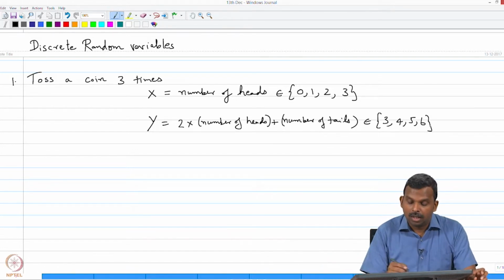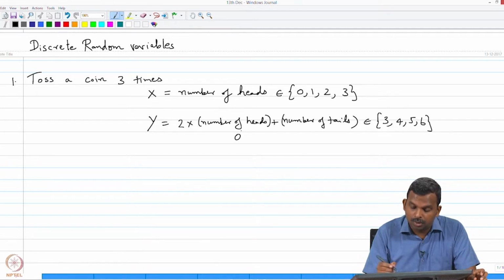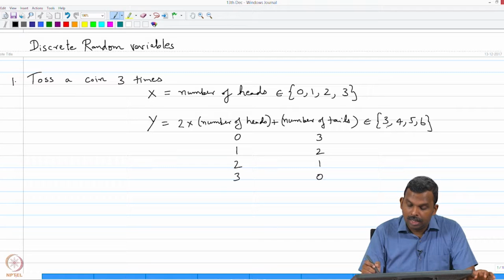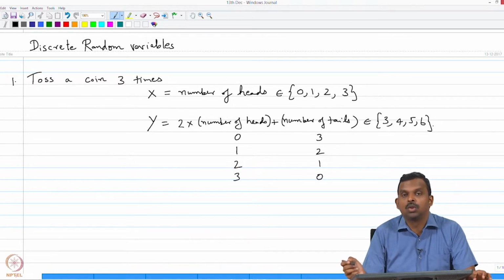Think about it. The number of heads could be 0, in which case the number of tails would be 3. The number of heads could be 1, in which case the number of tails could be 2. Number of heads could be 2, in which case the number of tails would be 1, and the number of heads could be 3, in which case the number of tails would be 0. Okay. So, in an experiment, these are the possible outcomes, and then if you plug it in, you will either get 3 or 4 or 5 or 6. Those are the 4 possible values.